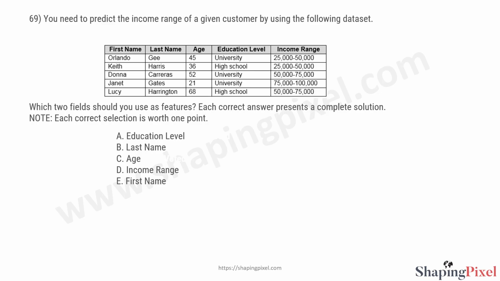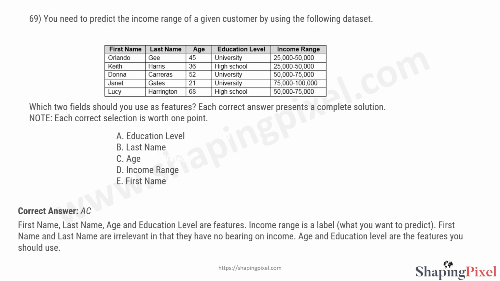So the right options are option A and C, education level, age. First name, last name, age, and education level are features. Income range is a label. First name and last name are irrelevant in that they have no bearing on income. Age and education level are the features you should use.